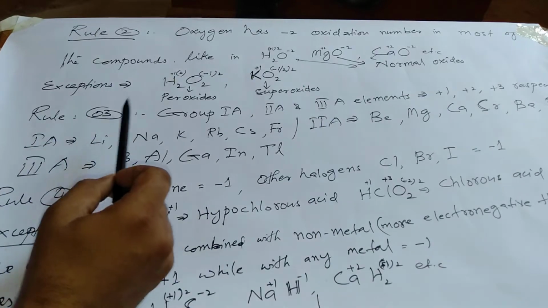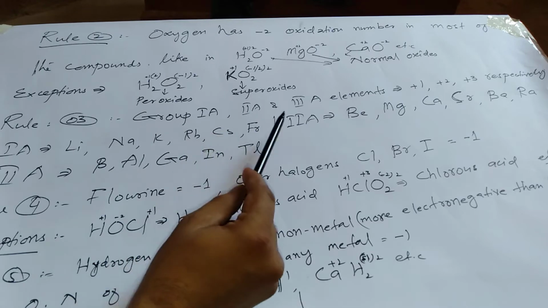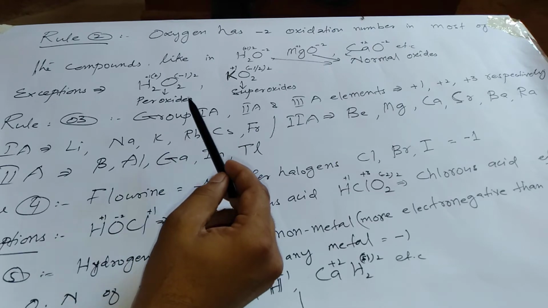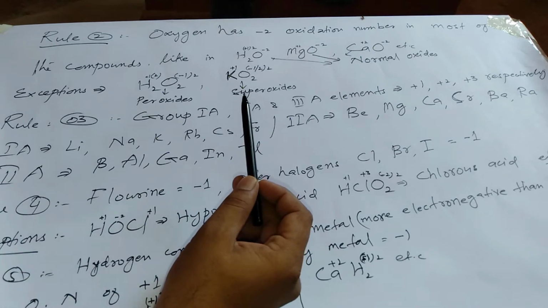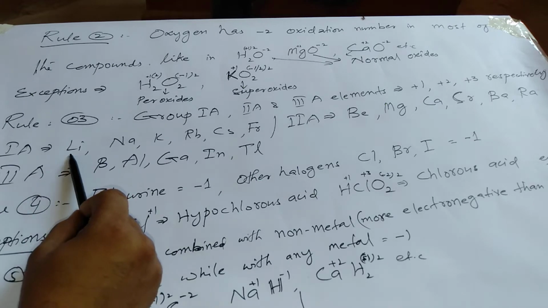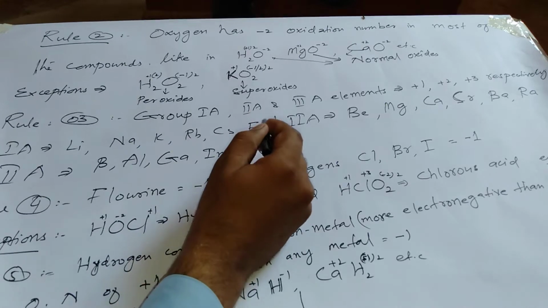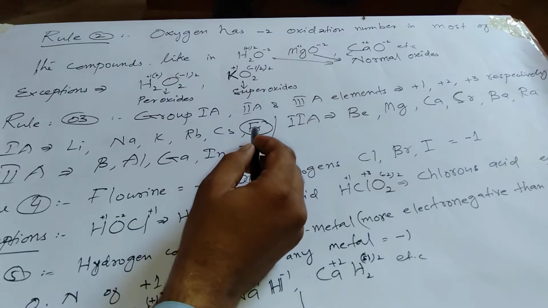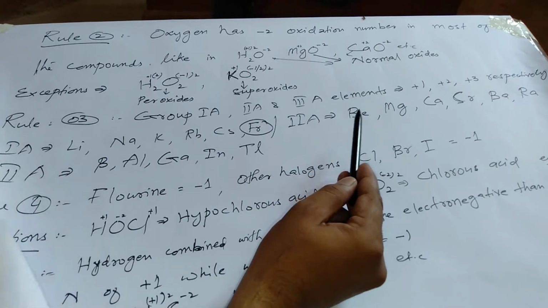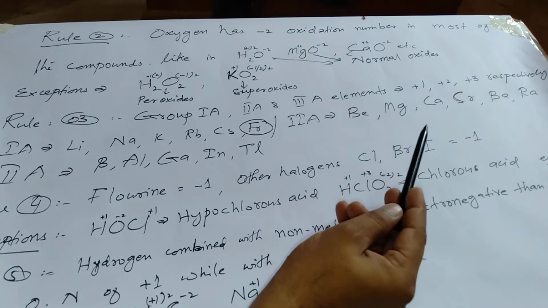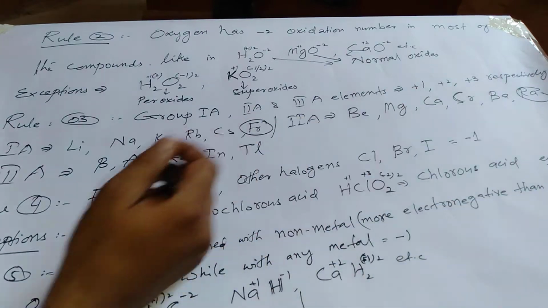Rule number 3: elements of certain groups like group first A, second A and third A have +1, +2 and +3 oxidation numbers respectively. First A group elements are lithium, sodium, potassium, rubidium, cesium and francium. Francium is radioactive, so it will be omitted here. While in second A group there are beryllium, magnesium, calcium, strontium, barium and radium. Radium is radioactive here, so it will also be omitted.